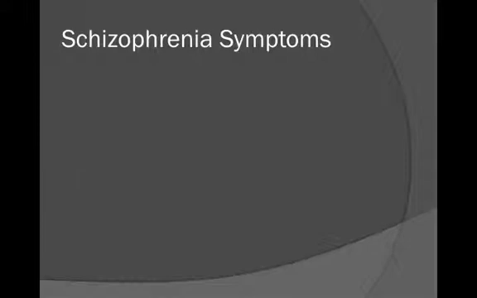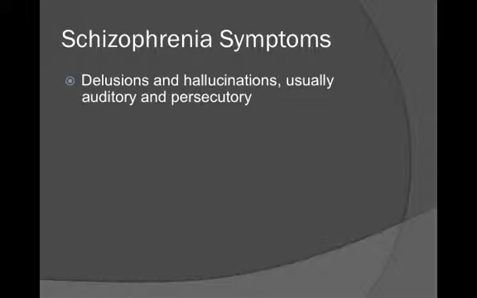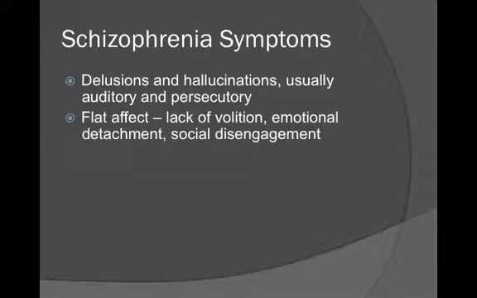Schizophrenia symptoms then are broken into the following categories, and this is a very quick summation of them here. The first are the delusions and hallucinations, and these are usually auditory and they're often persecutory. In other words, the person often perceives that these particular hallucinations are often telling them to do things and may not necessarily be friends. The person may also have emotional effects, particularly in the form of what we call a flat affect. And when a person has a flat affect, they're going to not display the normal range of emotion.